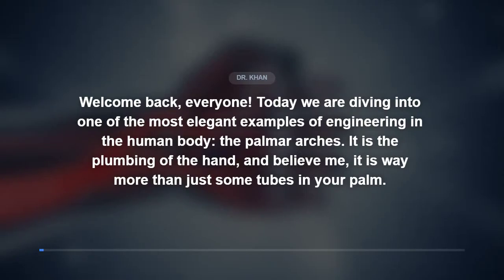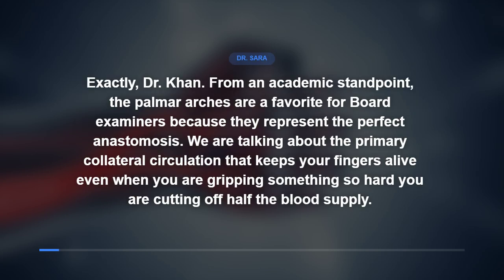Welcome back, everyone. Today we are diving into one of the most elegant examples of engineering in the human body, the Palmar Arches. It is the plumbing of the hand, and believe me, it is way more than just some tubes in your palm. Exactly, Dr. Khan. From an academic standpoint, the Palmar Arches are a favorite for board examiners because they represent the perfect anastomosis.